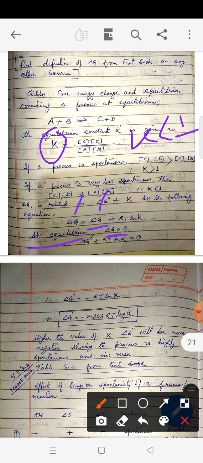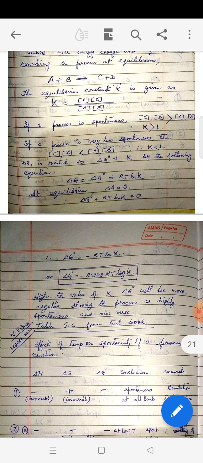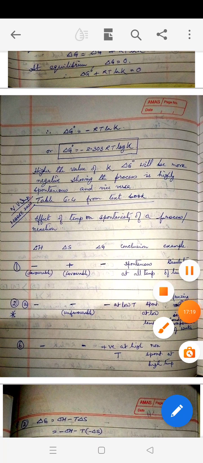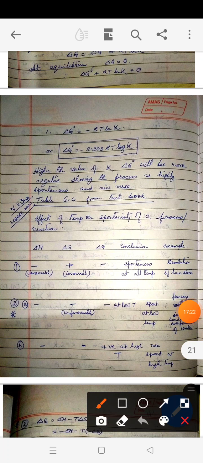Okay. Now we move to a table which was asked in AMBOS 2020. So you need to understand this. We tried to make a table by considering all possible combinations of delta H, delta S and delta G. You see, if in any process delta H is negative, which is a favorable condition, that means it is an exothermic process. Delta S is positive, that means entropy is increasing, that is also a favorable condition.